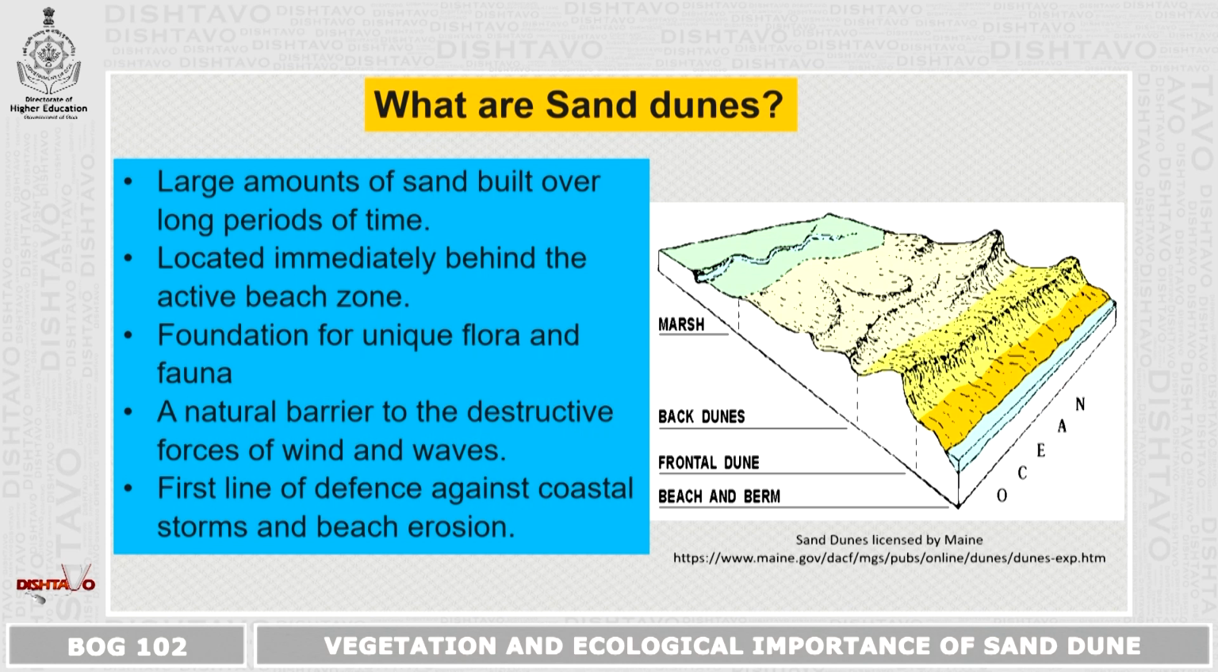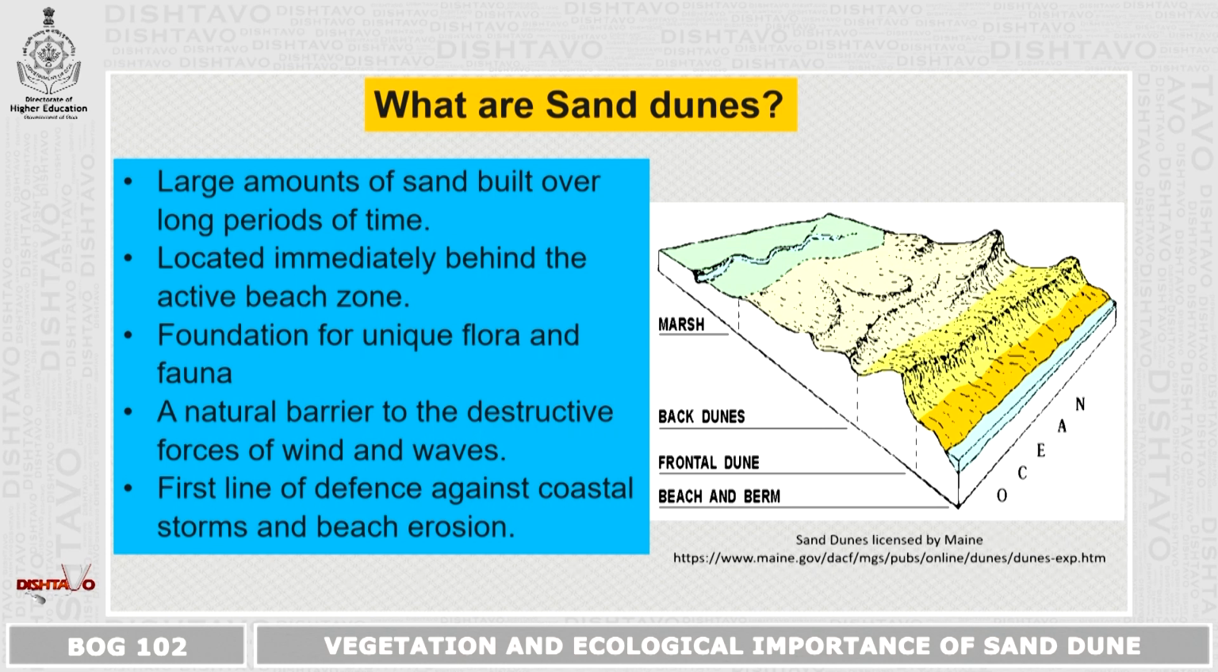So, what are the sand dunes? Sand dunes basically are large amounts of sand which are built over long periods of time. And normally they are located immediately behind the active beach zone. We have gone to the beach and we have seen the beach, how it is. So, just behind the beach zone, we have the sand dune.